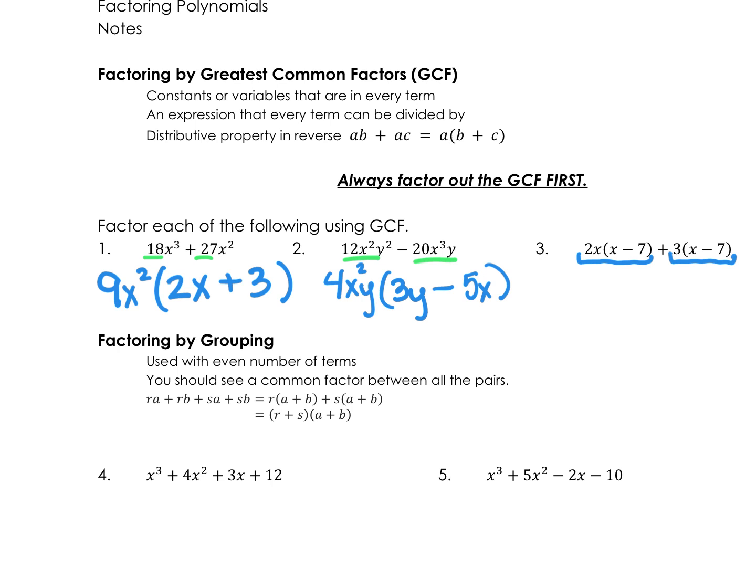Here we have 3, and we have x minus 7. What do those have in common? X minus 7. It's pretty obvious, right? They both have an x minus 7 factor. So that is our factor that we're going to pull out.